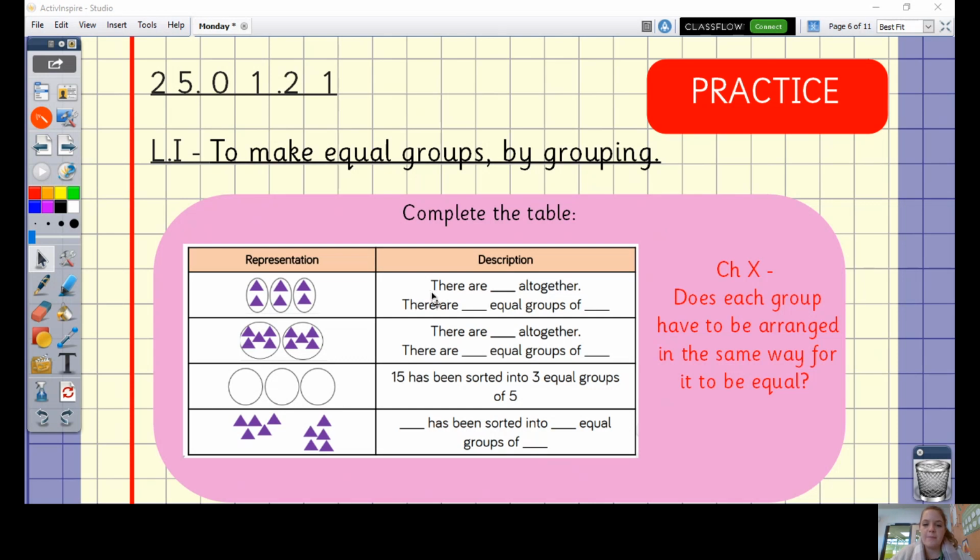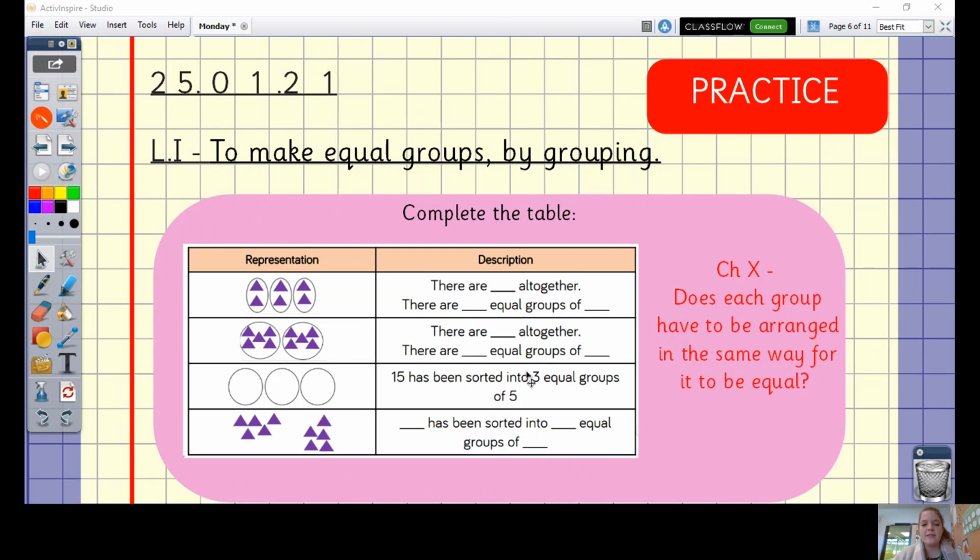Let's put this first one together. There are blank altogether. There are blank equal groups of blank. So I'm going to count how many there are altogether. 2, 4, 6. So there are 6 altogether. Now I want to see how many groups of how many I have. So I have 1, 2, 3 groups. So there are 3 equal groups of 2. Okay, so that would be the first one.